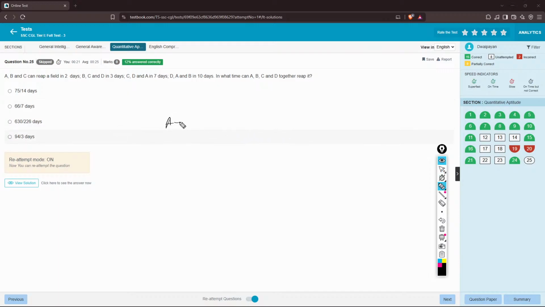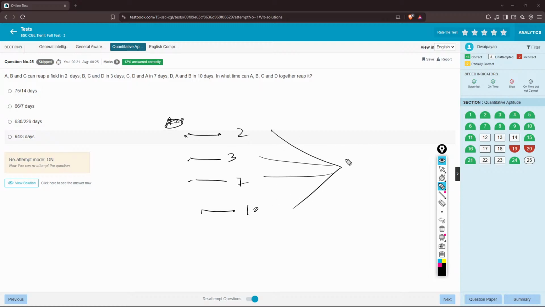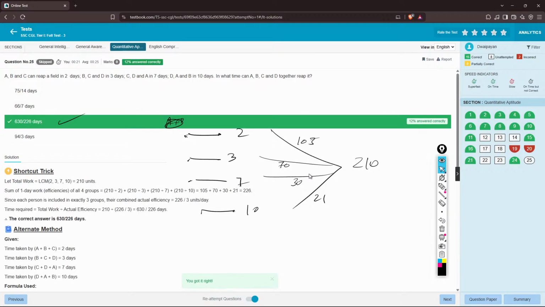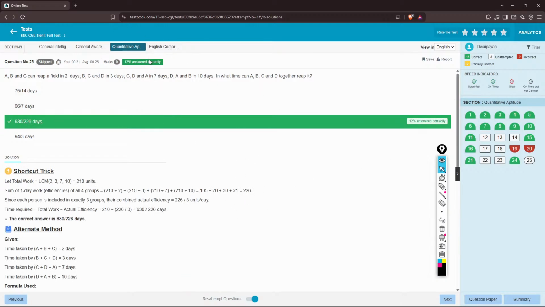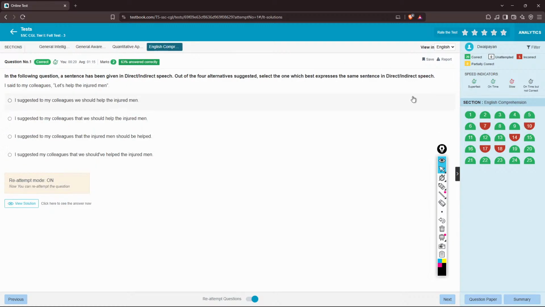A, B, C can do the work in 2 days. Okay, so the first one in 2 days, second one in 3 days, third one in 7 days, fourth one in 10 days. 70, no, 140, no, 210. This is 30. This is 70. This is 105. So total 300, 226 at the below position. And by 3, so 3 will go up. Actually, it was also doable at the last moment, but all right.